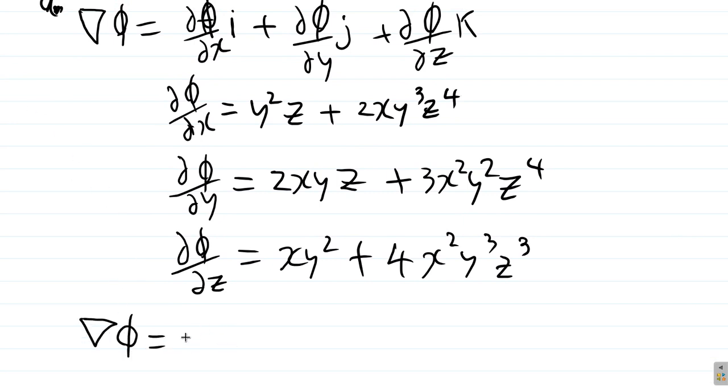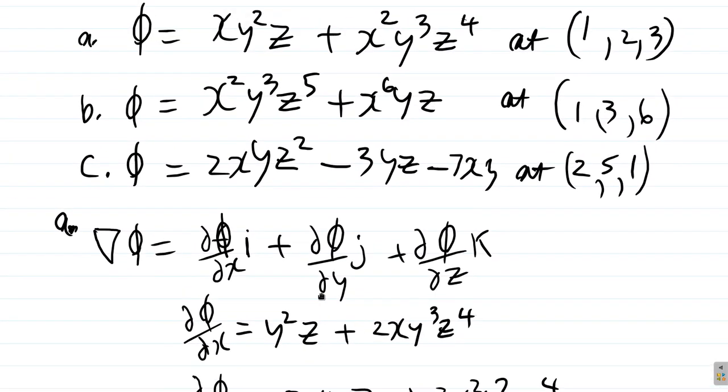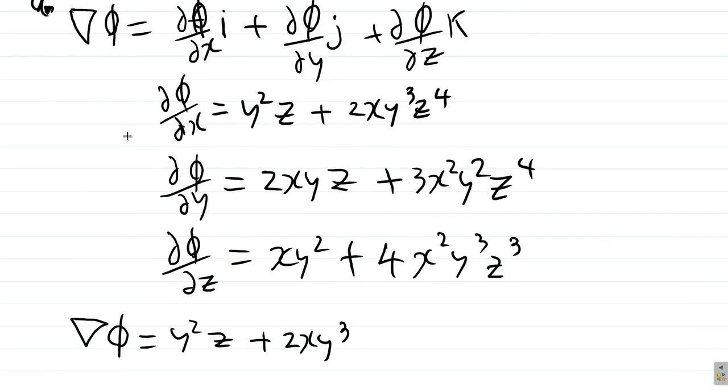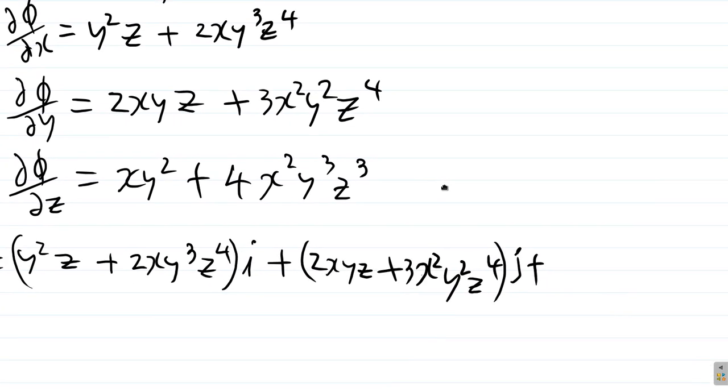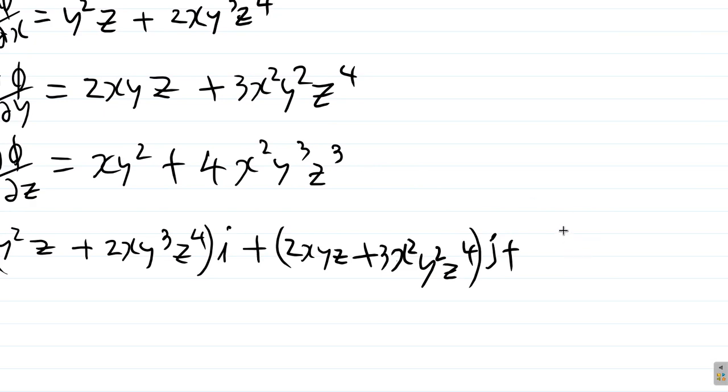So now grad phi would be y squared z plus 2x y cubed z to the fourth i plus, and then partial phi by partial y j, so this will be 2xyz plus 3x squared y squared z to the fourth j plus, and then partial phi by partial z k, so this is xy squared plus 4x squared y cubed z cubed k.